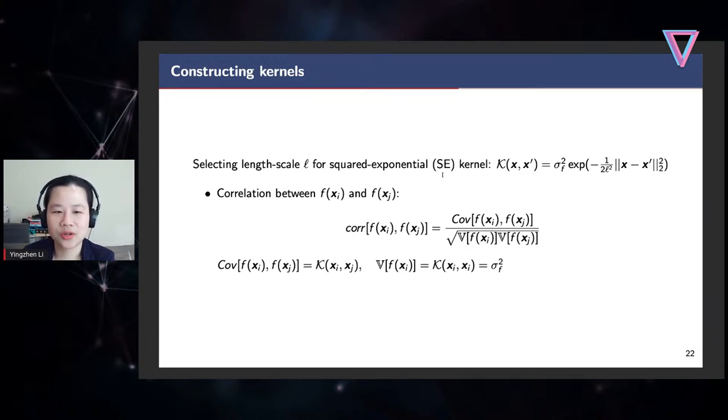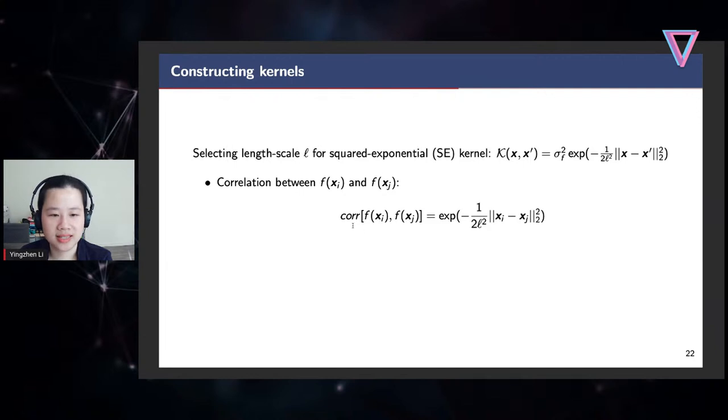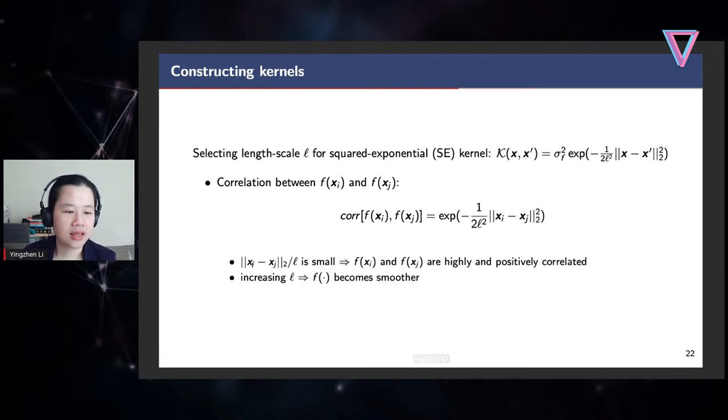This is important to note. Here, for the square exponential kernel, the variance is essentially computing k(x, x), so it is constant for any xi and xj. And we have the covariance as the kernel evaluated on xi and xj. So this tells you the covariance of the two function values, if you use a GP with square exponential kernel, is something like this. And this has a very nice interpretation. If the L2 distance between two inputs, divided by L, is small, then the correlation is very close to one. That means these two values are highly correlated, so f(xi) and f(xj) are likely to have similar values.